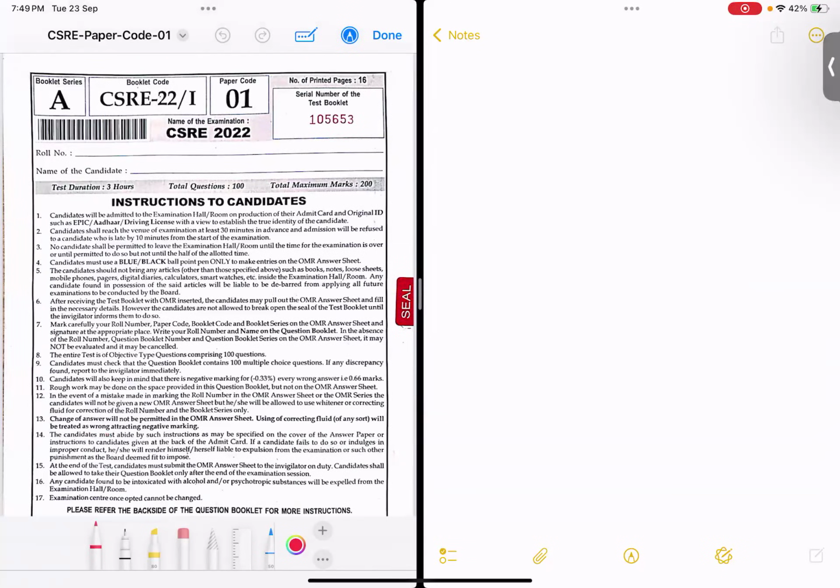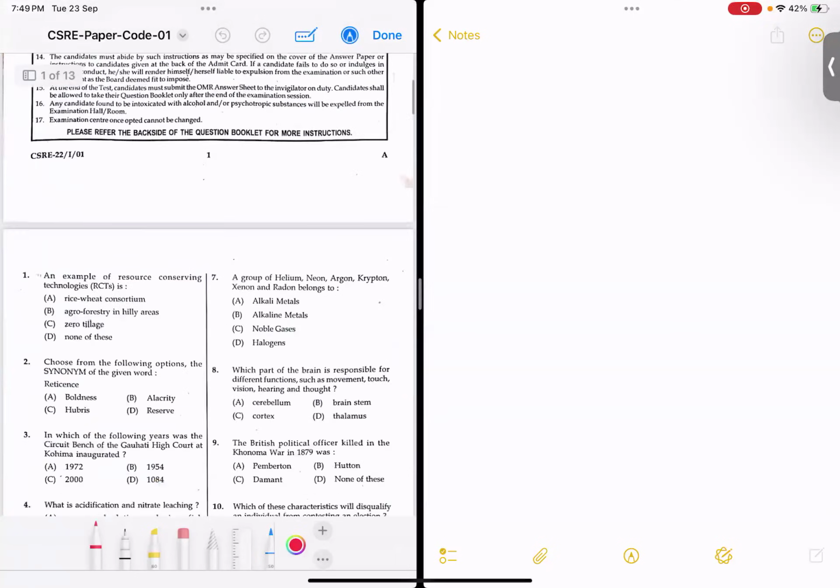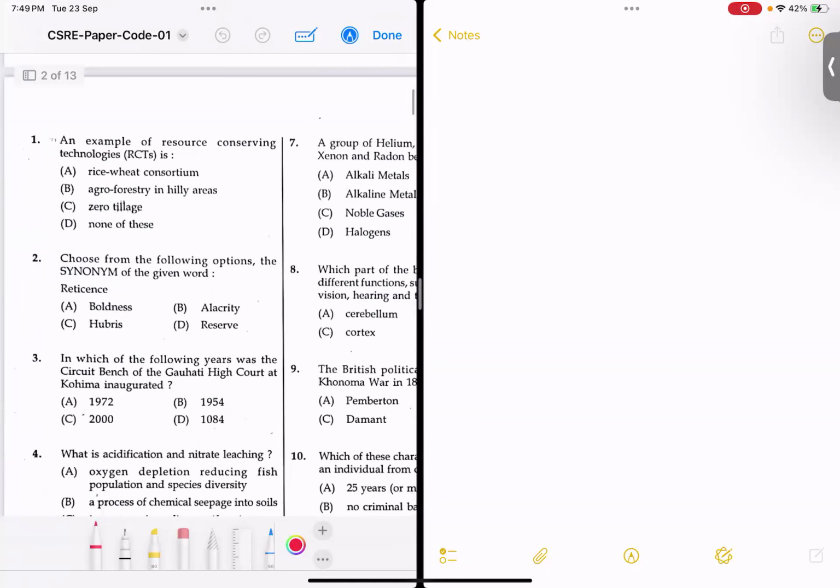So I have the question paper on my left side and the right side has been kept blank so that we can solve in case there are any numerical questions, okay? So let's come directly to the first question, okay?